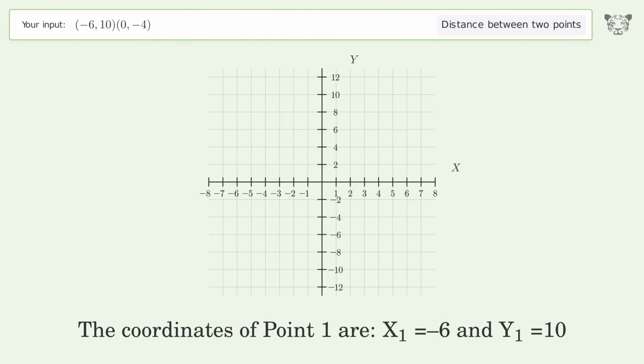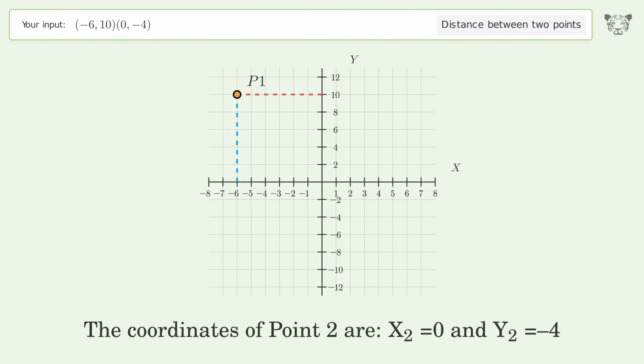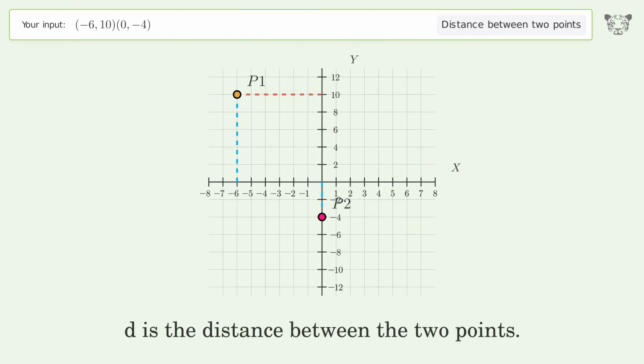The coordinates of point 1 are x1 equals -6 and y1 equals 10. The coordinates of point 2 are x2 equals 0 and y2 equals -4. D is the distance between the 2 points.